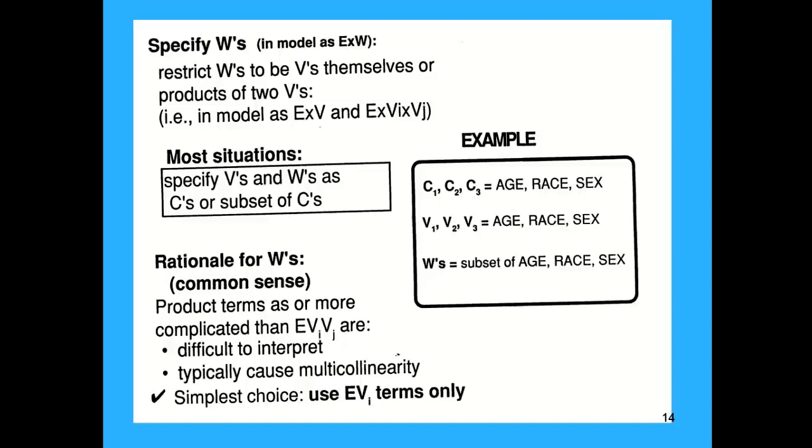If you start putting in age times race as a V and you're putting in age times race as a W, then you've got to worry about more things, but you have to decide that. And it's not that easy. So what do you want to do? So the rationale for the W's, again, is common sense. Product terms as or more complicated than E, Vi, Vj, or even just E, Vi, are difficult to interpret and typically cause multicollinearity, so the simplest choice is just to use E, Vi terms. So I'm just giving you a guideline on how to do the variable specification stage, but it's still always up to you.